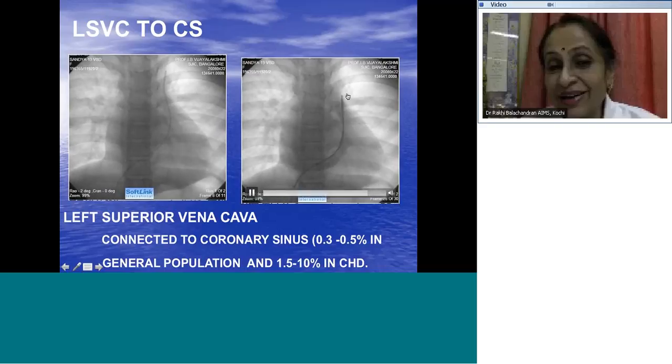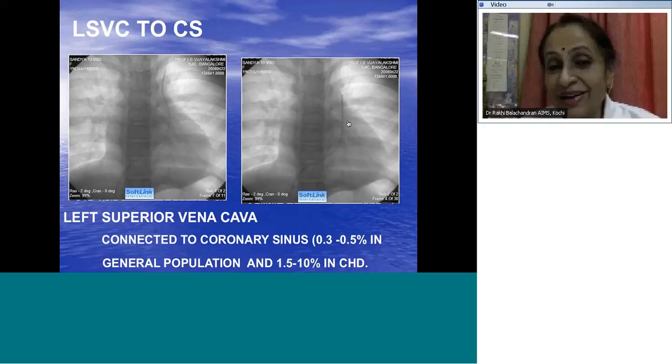One, it will not go into RPA or LPA. Two, the pressure will be very low. And three, the hand injection will show that it is draining into the coronary sinus. Okay. So that is the LSVC. And if you push, this will go right up to the neck because this is the LSVC, whereas the pulmonary artery will not go. So this is how you distinguish.